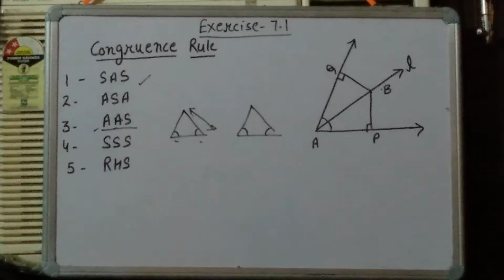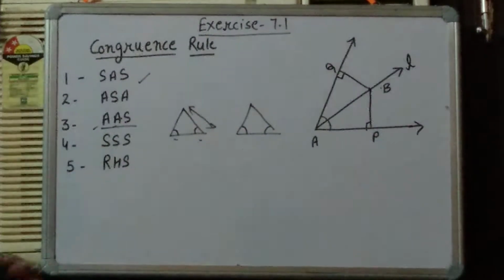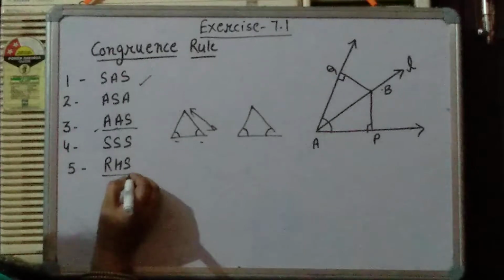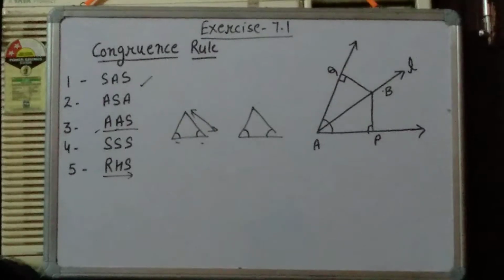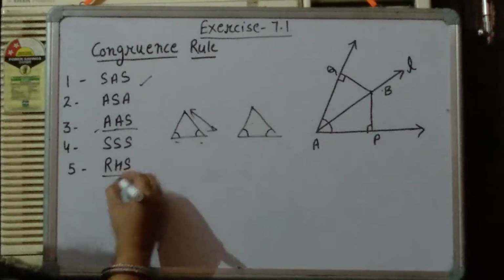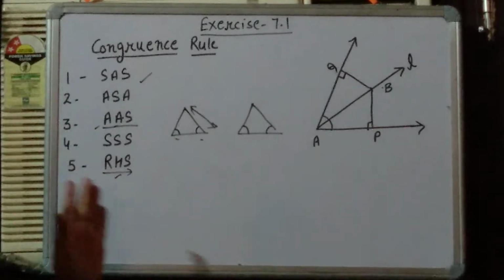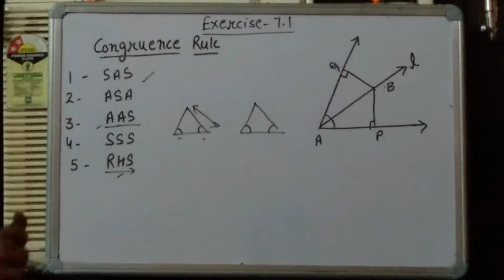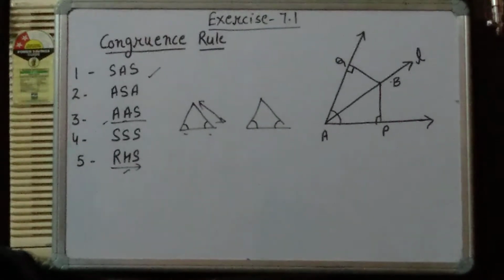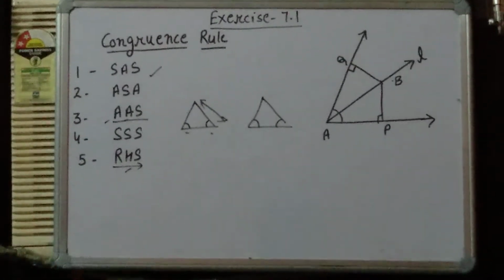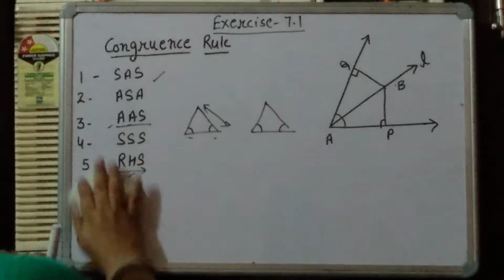Next is side side side. That means all the three sides of a triangle are equal to all the three sides of another triangle. Next is RHS. In this, R means right angle. That means a triangle must have a 90-degree angle. Next one is hypotenuse, and third one is a side. That means in the first triangle, one right angle, a hypotenuse and a side are equal to another triangle, which also has a right angle, a hypotenuse and a side. These are the 5 congruence rules. Now we'll do some more questions of exercise 7.1.